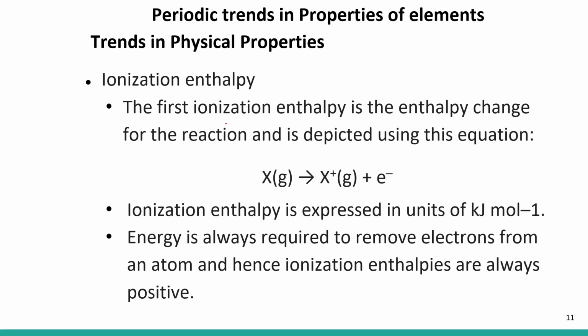Now, there is something called the first ionization enthalpy. If we are removing the first electron, then we call it the first ionization enthalpy. Suppose this is our isolated gaseous atom X. We are removing one electron and getting X plus gaseous. So this removal of the first electron is called the first ionization enthalpy, and its unit is kilojoule per mole. So it is generally represented as kilojoule per mole.